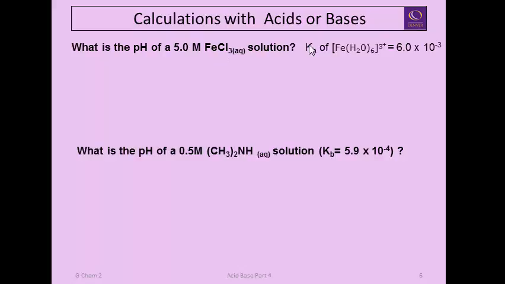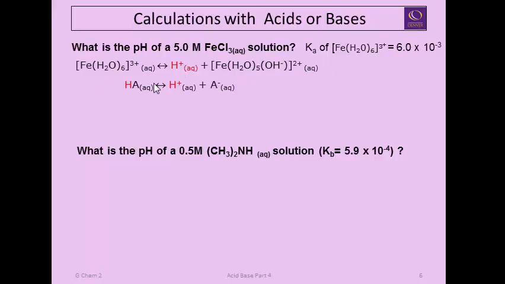Where do you find the Ka? Well, as I showed you earlier, there was a table. You could look that up. And the Ka for the hexa-aqua complex is 6.0 times 10 to the minus 3. Consequently, when you look at this form of the equation, it's very similar to this. So you work it the same way.